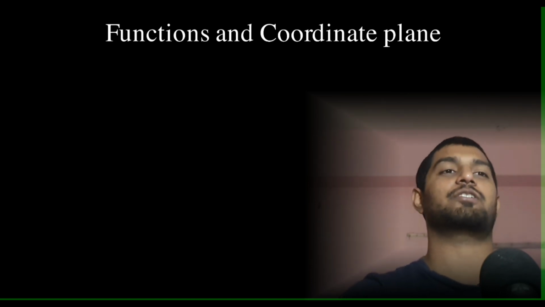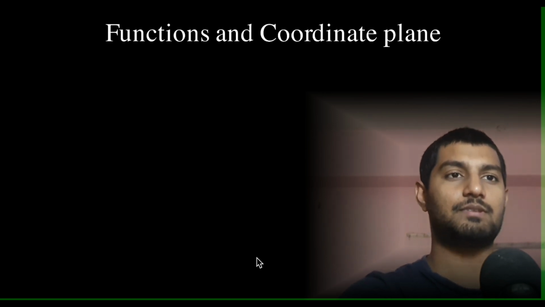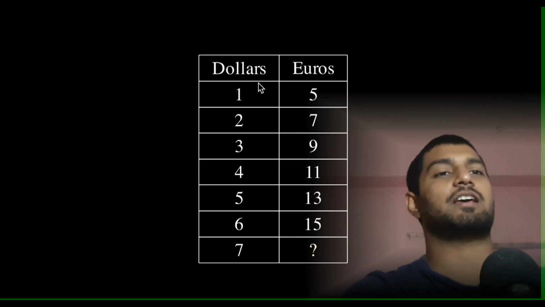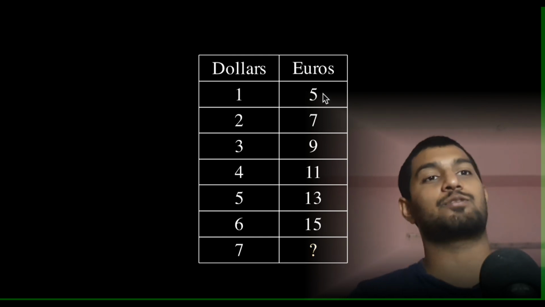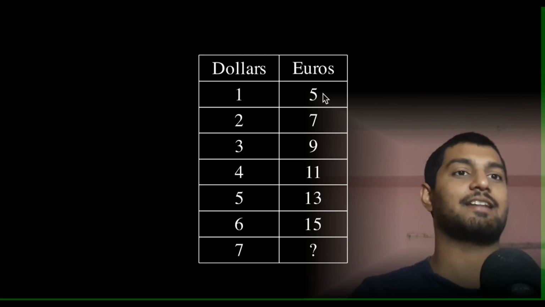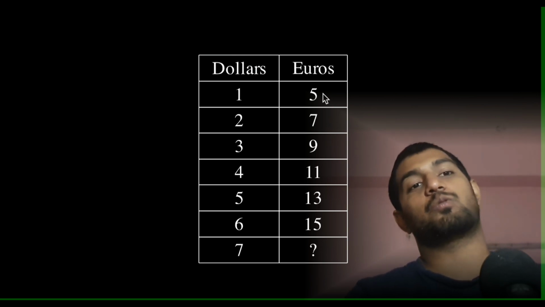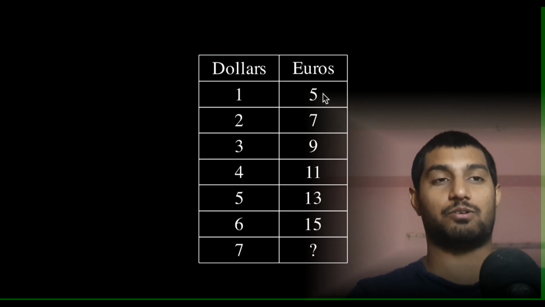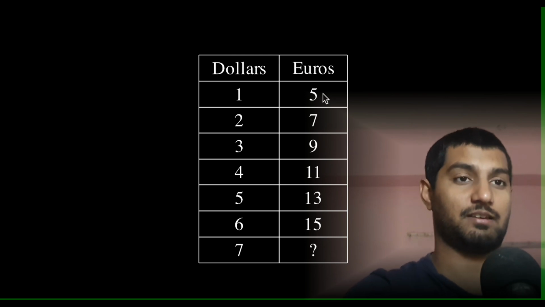Today we're going to talk about functions and the coordinate plane, and let's start with a problem. Let's say I have $1, and if I convert it to euros, it becomes 5. If I have 2, it becomes 7; 3 becomes 9; 4 becomes 11; 5 becomes 13; 6 becomes 15. So what will be the amount I will get for $7? You can see the data, you can see some pattern, and maybe you can answer this.